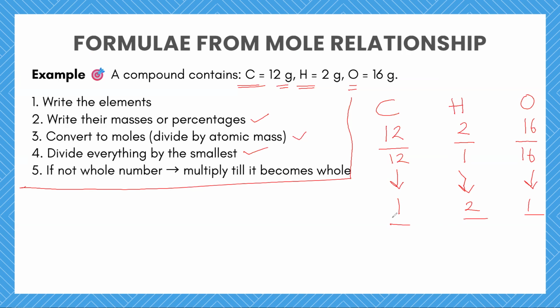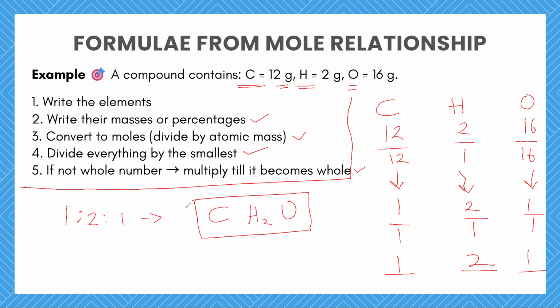The next step says divide everything by the smallest. The smallest number among all three of these is 1. So let's divide by 1. Have divided by 1, divided by 1, and divided by 1. Our values now become 1, 2, 1. The last step says if they are not whole numbers, multiply till it becomes whole. Well, fortunately for us, all numbers here are whole numbers. So we have 1:2:1. Therefore, the empirical formula becomes CH2O. This, my friends, is the empirical formula of the compound that we have just calculated.